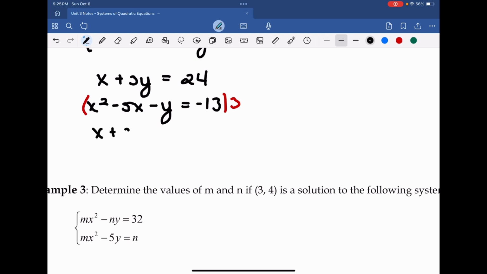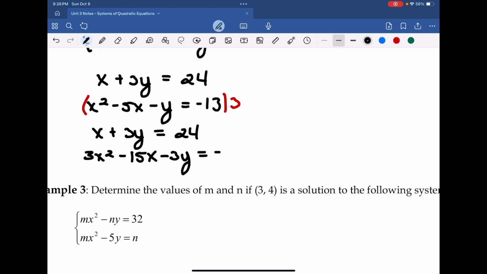It's going to be x plus 3y is equal to 24. We didn't adapt the first equation. The second equation is going to be 3x squared minus 5 times the x, or 5 times 3 is negative 15x. And then minus 3y, because we're multiplying the y's by 3. And then on my constant term, 3 times 13, this is going to give me negative 36. Or negative 39, I should say, just to make sure we're multiplying everything by 3.